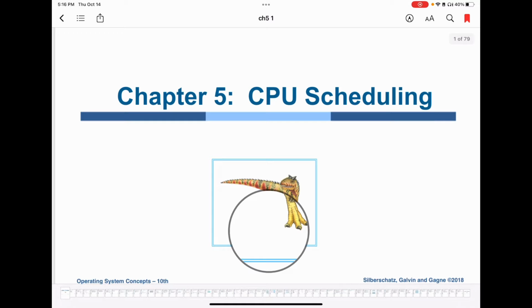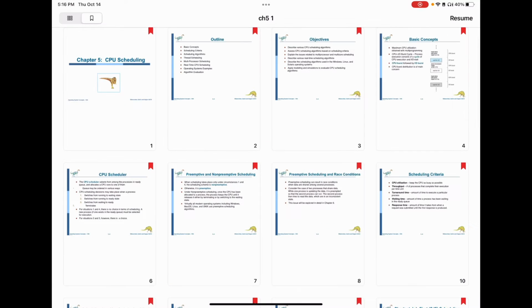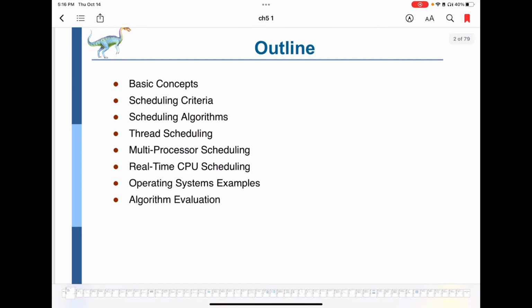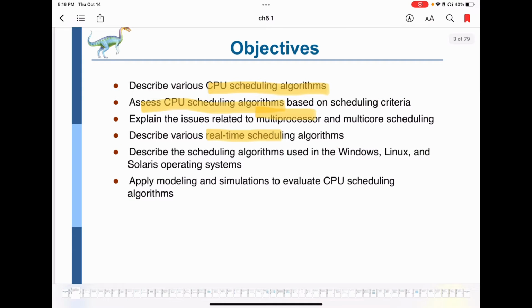Welcome to the recap of Chapter 5. So, in here, we're going to discuss some of the highlights for CPU scheduling. So, what are the core topics? It's more on the scheduling algorithm and the relationship of multiprocessing scheduling and scheduling criteria. So, our objective is to describe more the CPU algorithm, assess which among the scheduling algorithms is maybe the better one, explain the issues in multiprocessor and multi-core scheduling.